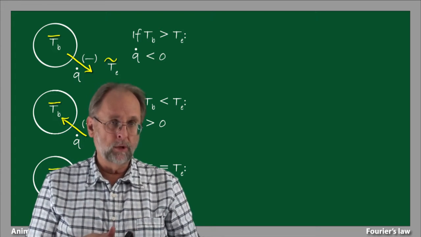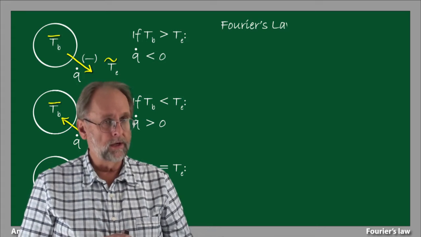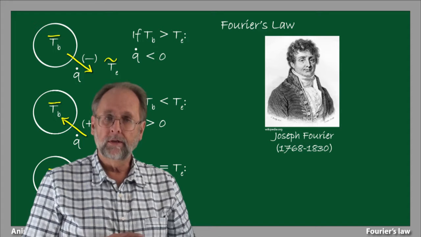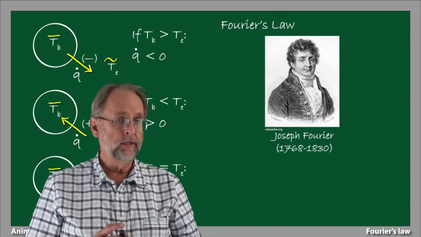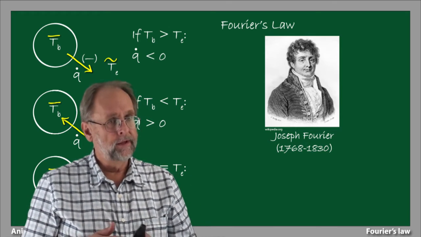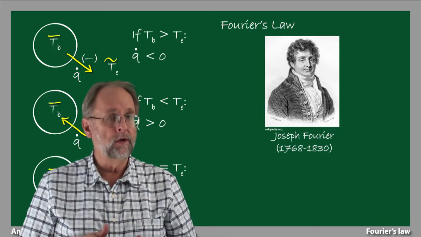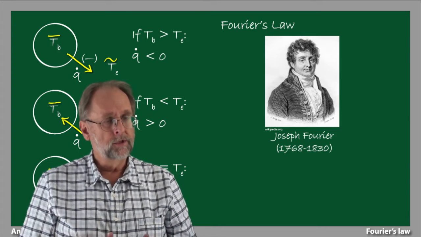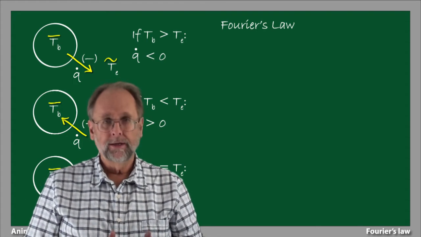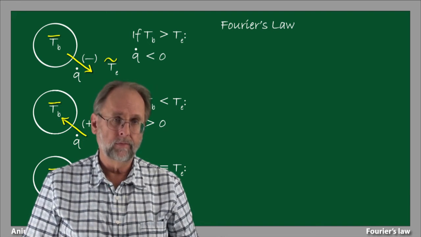Let's quantify this more precisely. There's a law that helps us here called Fourier's law, named after the famous French mathematician Joseph Fourier, who lived and worked at the end of the 18th century and at the beginning of the 19th century. In the biological literature, one often finds Fourier's law confused with Newton's law of cooling. Newton's law will be important to us a bit later, but suffice it to say that Newton's law describes an entirely different phenomenon than Fourier's law does.